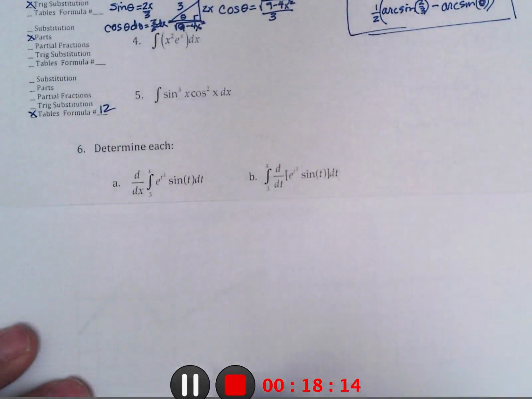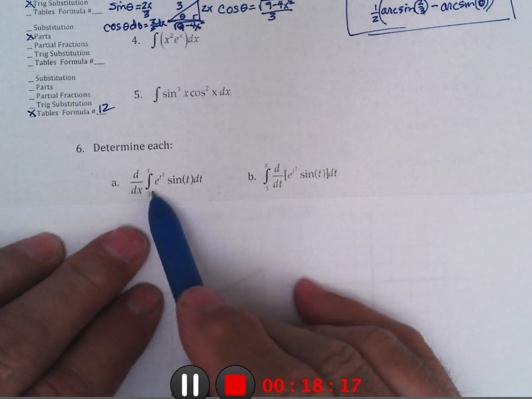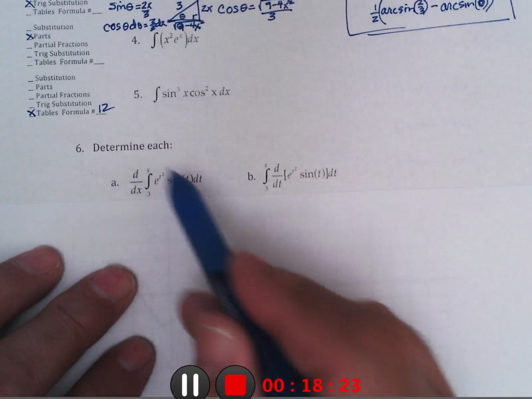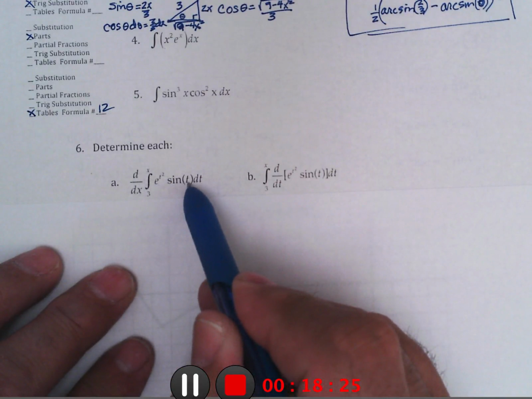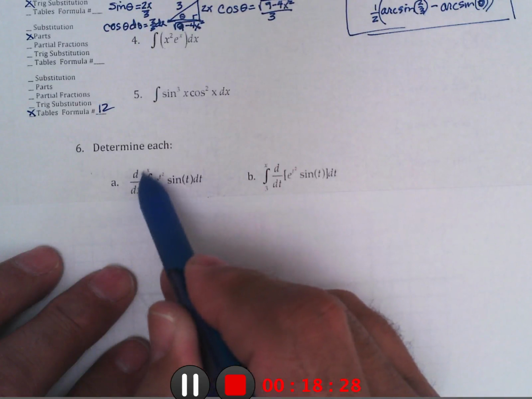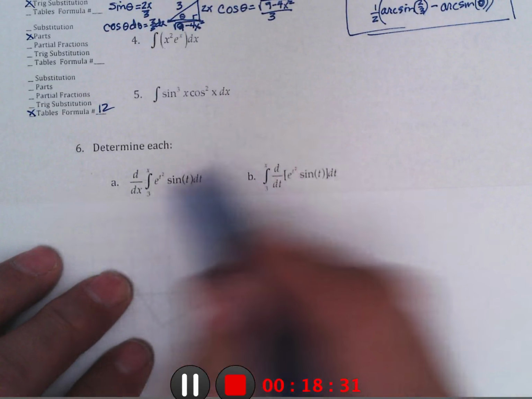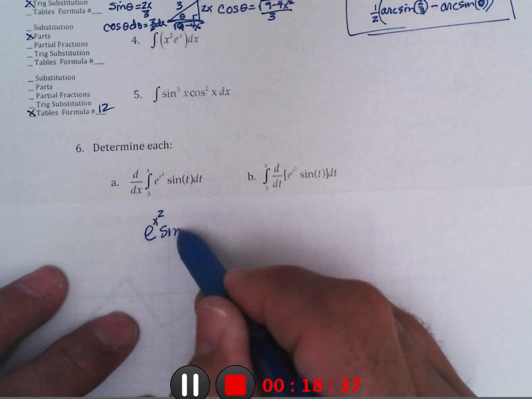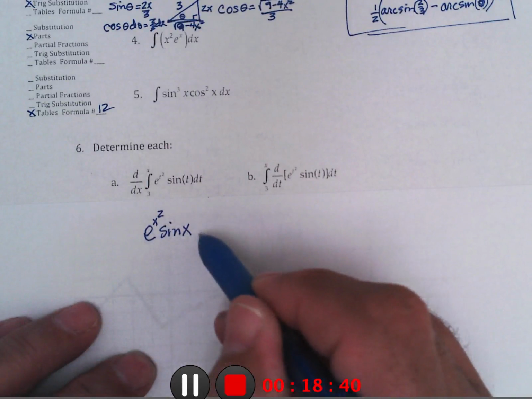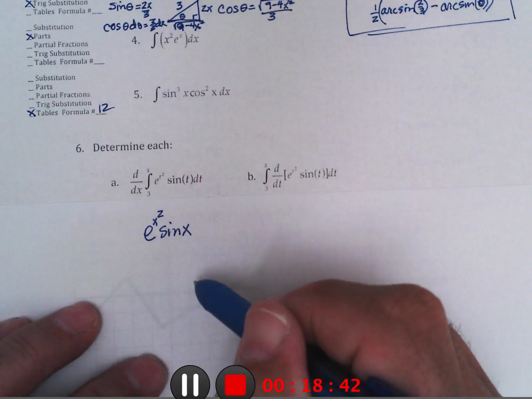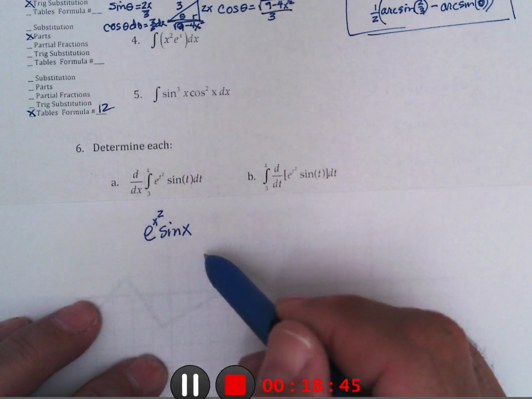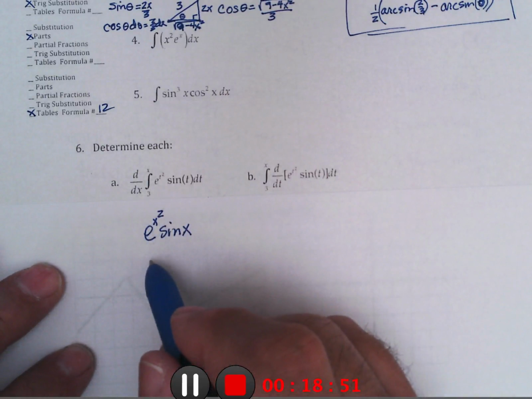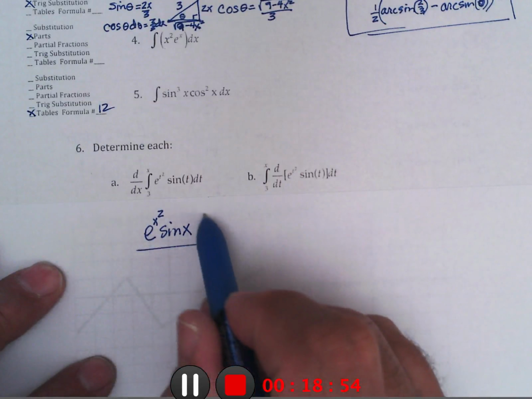So if you're taking the derivative of an antiderivative, they're going to pretty much cancel out, and if this is just a plain x, you just put x in place of the t's. If it was x to the third, you'd have to take the derivative of this because of the chain rule. So the answer to A is simply e to the x squared sine x, and the derivative of the integral, there isn't a plus c. That's what this works out to be.